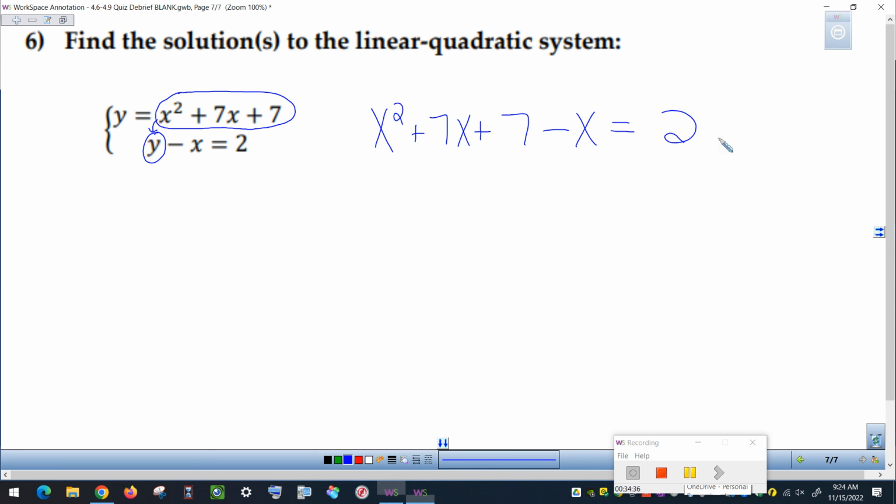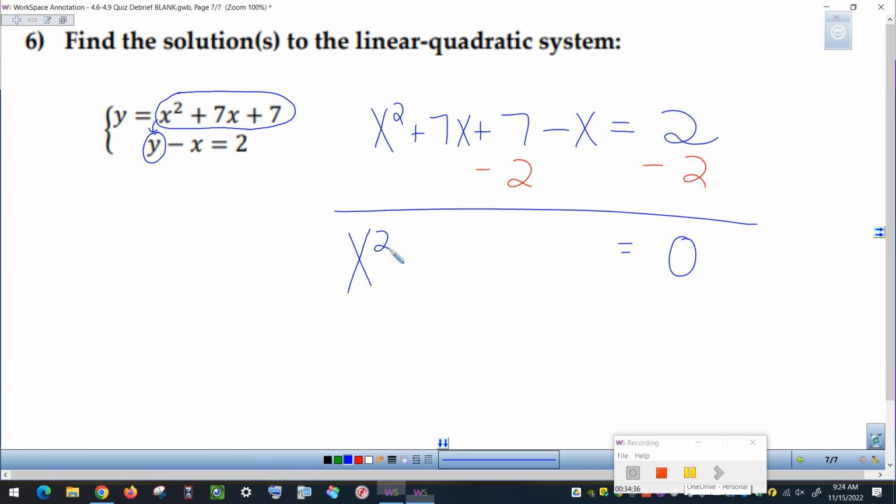Now, this one is great to just solve by factoring. All of these systems that I give you, you will be able to do that. We need to get everything on one side, and we also want to simplify. So let's move the 2 over, so we get it set equal to 0. The 7x could combine with the negative x, so that's plus 6x. And then we have a plus 5 at the end.